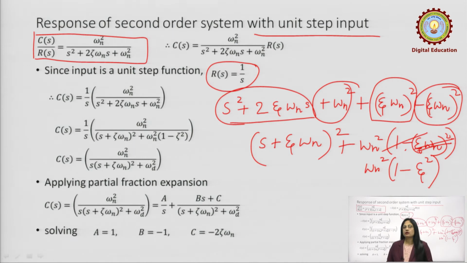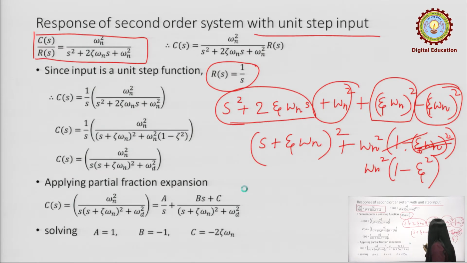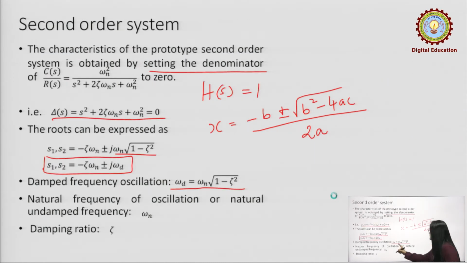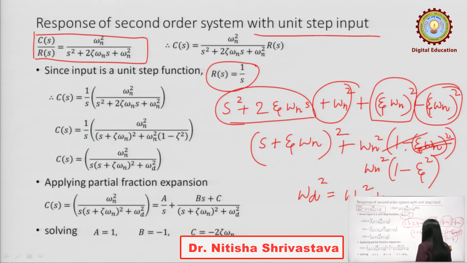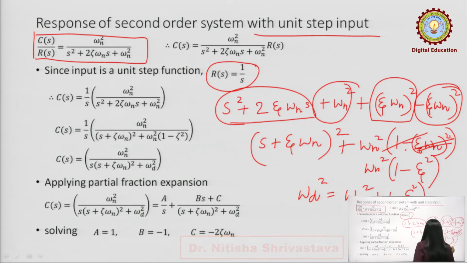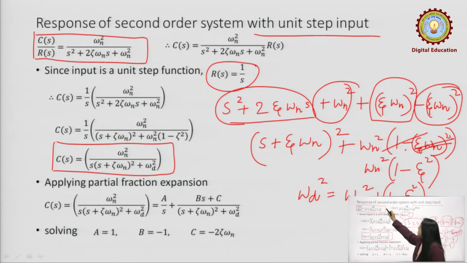So, we have manipulated the original equation to get it into this form. As we had seen previously, we denoted the imaginary part, omega n root of 1 minus zeta square, as omega d. So, what will be omega d square? Omega d square will be omega n square times 1 minus zeta square. That is what this term is written as, omega d square. So, this is the response of a second order system when subjected to unit step input.